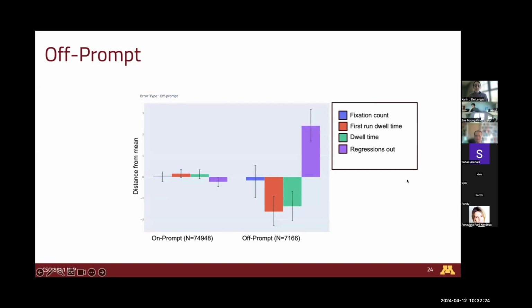And for these off-prompt errors, probably the most striking thing that we see is a larger amount of regressions out. This is, again, something that we would pretty comfortably want to predict happening, right? The reader encounters something that is a little bit contradictory to the way the text started, and that's prompting our readers to go back and confirm that they didn't have the wrong idea when they run into these off-prompt interest areas.